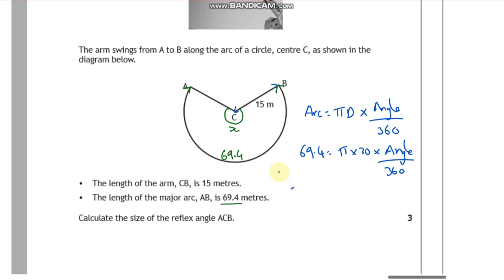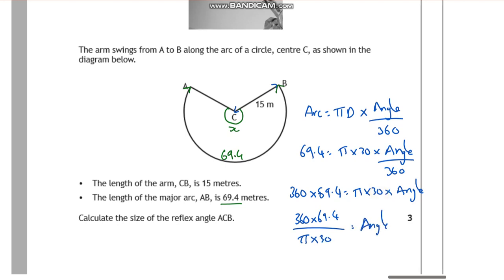So we're just going to rearrange to work out the angle. Let's times both sides by 360, so 360 times 69.4 is pi times 30 times the angle. And how do I get rid of times by pi and times by 30? Well, I'll divide both sides by pi and 30, and that equals the angle. And if you do that in your calculator, that should pop up as 265 degrees.